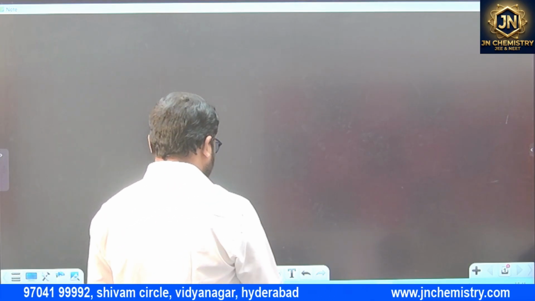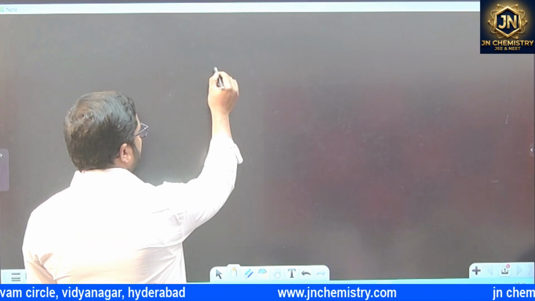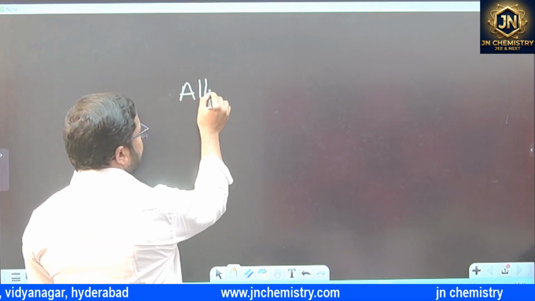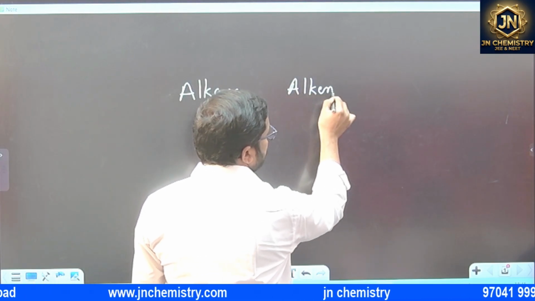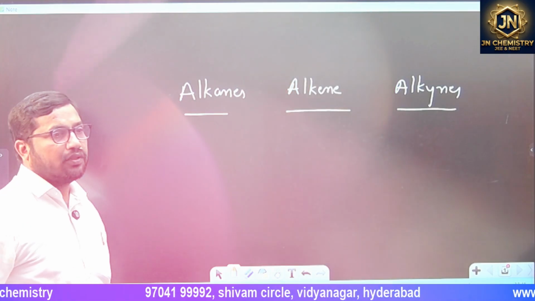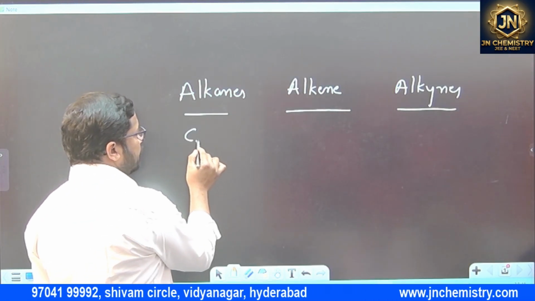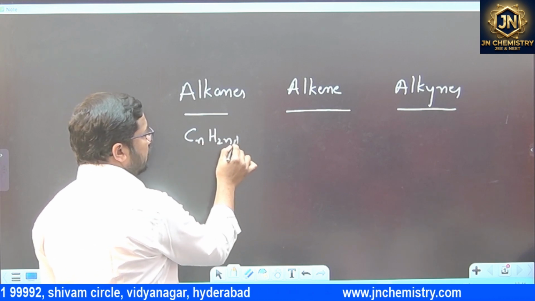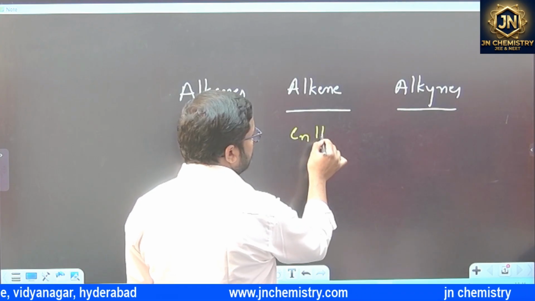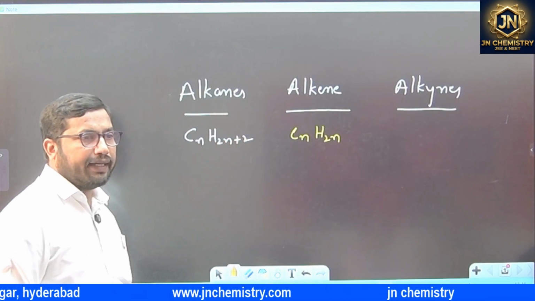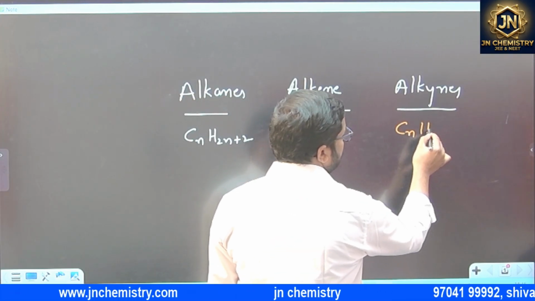Yes, Nana. Put the heading: alkanes, hydrocarbons. In hydrocarbons, we are going to discuss alkanes, alkenes, alkynes. So for alkanes, Nana, the general formula we are using is CnH2n+2. Alkenes: CnH2n. Next, alkynes: CnH2n-2. Very good.